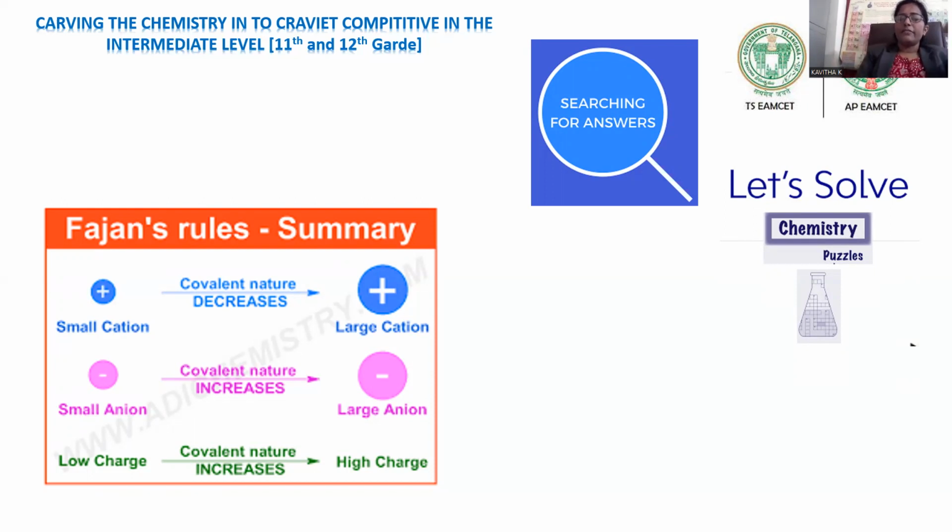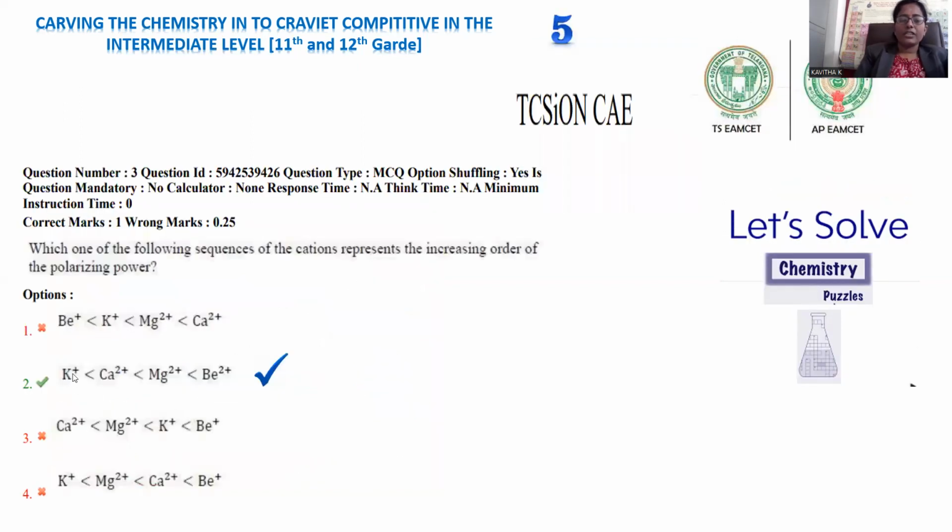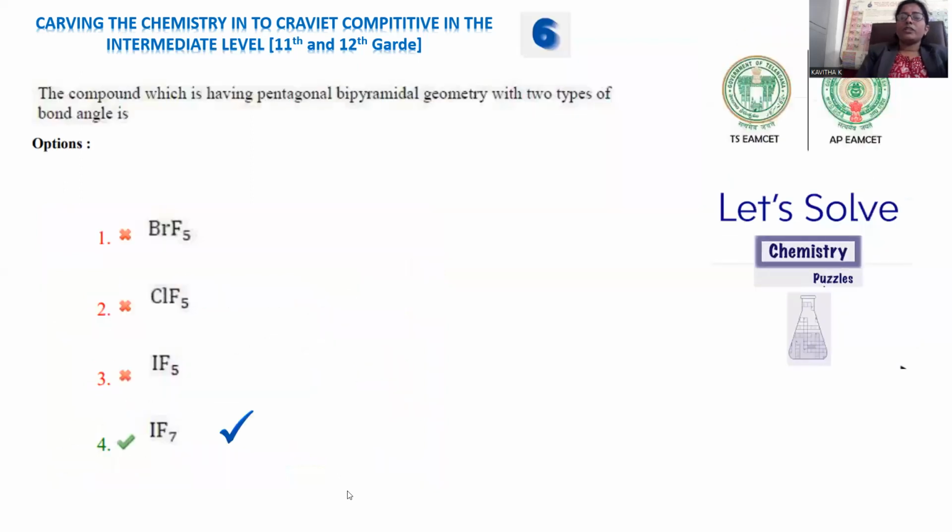And one more thing is, whether it is cation or anion, higher the charge, greater will be the covalent nature, right? Always covalent nature increases with the greater the charge. If we see, potassium is monopositive; calcium, magnesium, beryllium are all dipositive. So beryllium has two advantages: one is teeny size, second is large charge. So high polarizing power is accorded for beryllium, later on magnesium, calcium and potassium. So for question number 5, option number 2 will be the correct answer. Move on to question number 6.